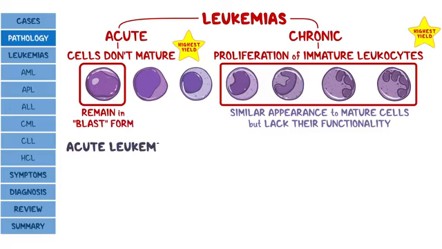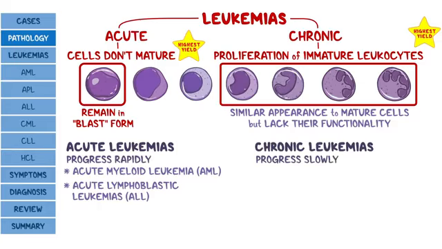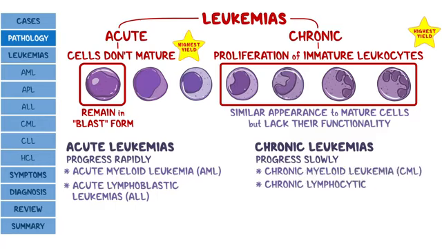Acute leukemias include acute myeloid leukemia, or AML, and acute lymphoblastic leukemia, or ALL, and they tend to progress rapidly. Chronic leukemias tend to progress more slowly, and they include chronic myeloid leukemia, or CML, chronic lymphocytic leukemia, or CLL, and hairy cell leukemia, or HCL.